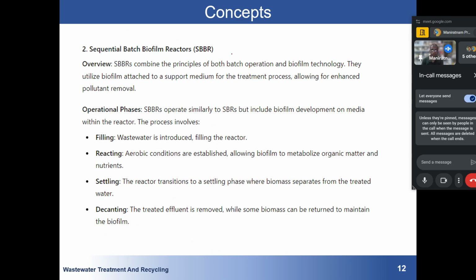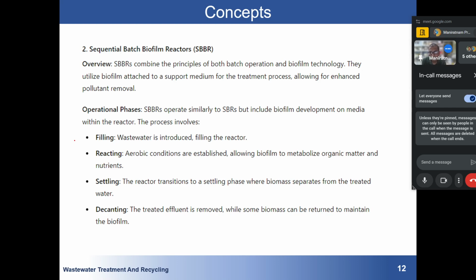So again we have this SBBR. SBBR combines the principles of both batch operation and biofilm technology. They utilize biofilm attached to a support medium for the treatment process, allowing for enhanced pollutant removal. It is also the same thing, but it is using biofilms.